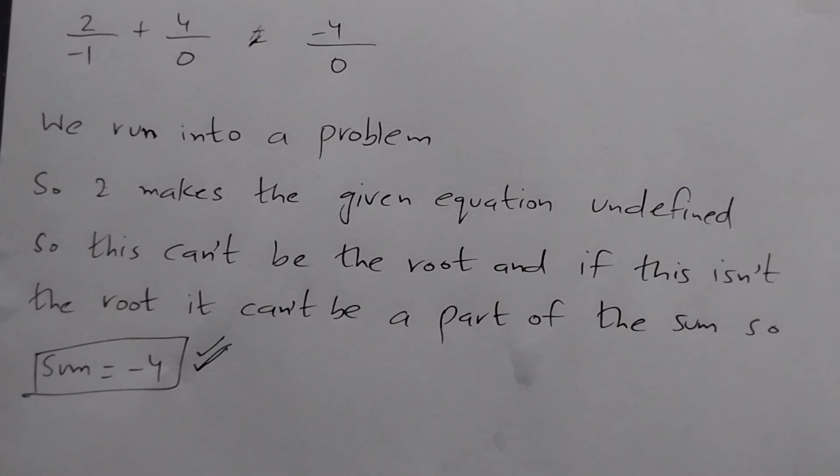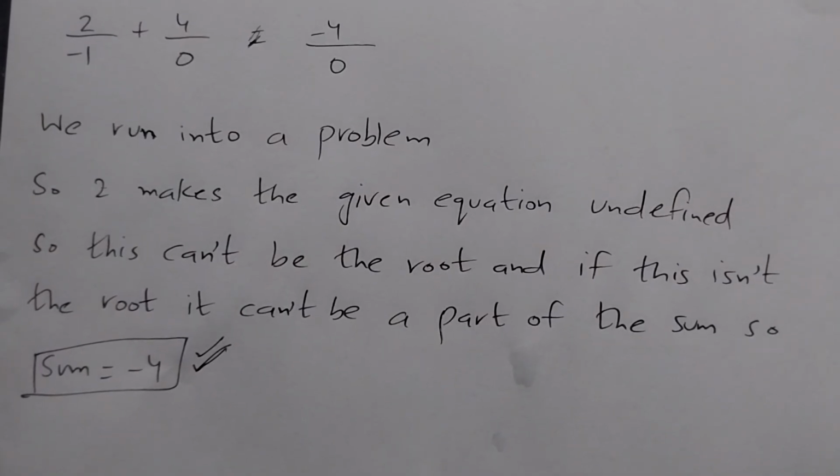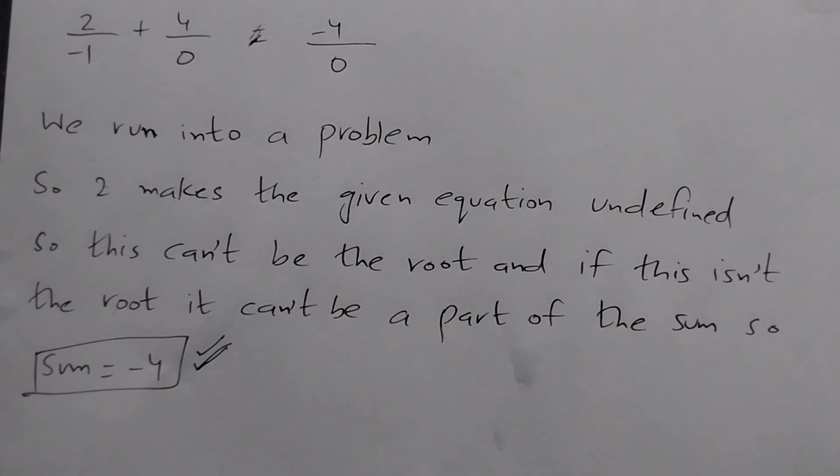Here, our original equation involved fractions, and it involved variables in the denominator. And whenever that is the case, it is possible that the roots of that quadratic equation do not satisfy our original equation. And we are interested in finding the sum of roots of our original equation, not the roots of that quadratic equation. So we must keep this in mind, and our sum is -4.